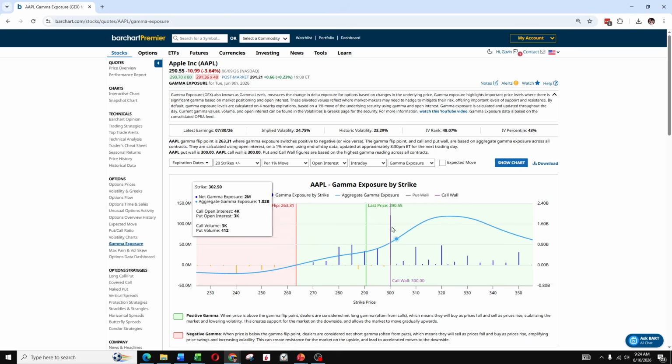Now there's a big call wall here at 300 because of all that open interest at that $300 level. Now that's significant because firstly, it's a big round number. So 300 on Apple is very psychologically important to a lot of market participants.